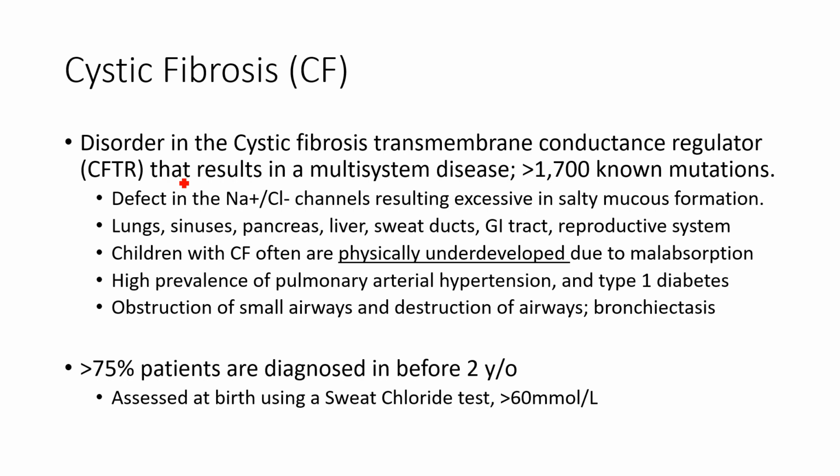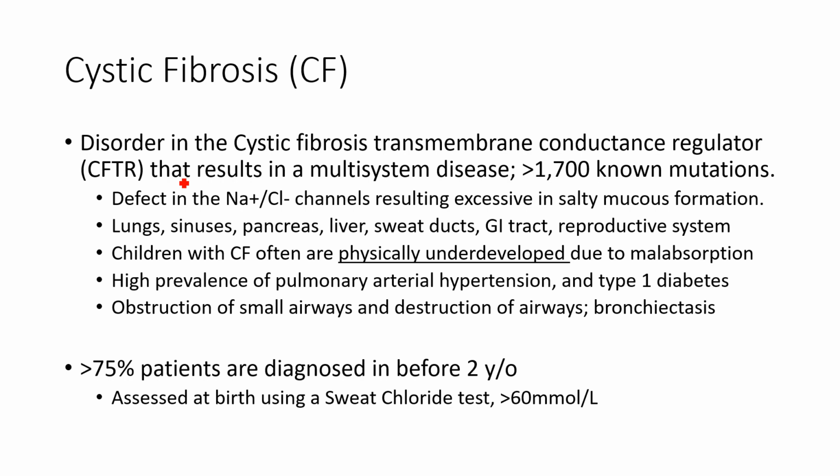everywhere. The lungs obviously are the big concern here, but we see changes in the pancreas, we see changes in the liver, we see changes in the sweat ducts, we see changes in the GI tract, in the reproductive system. Quite often patients with cystic fibrosis develop type 1 diabetes, they develop bowel obstructions quite often because of the excessive mucus production. They often have, in men, infertility. So it's a multi-system disease.